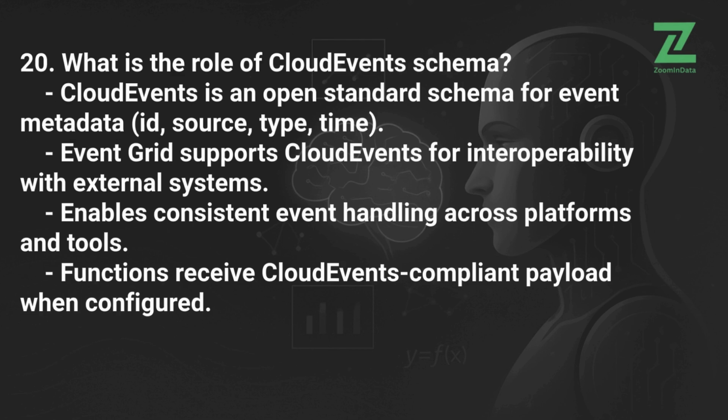20. What is the role of Cloud Events Schema? Cloud Events is an open standard schema for event metadata: id, source, type, time. Event Grid supports Cloud Events for interoperability with external systems. Enables consistent event handling across platforms and tools. Functions receive Cloud Events compliant payload when configured.